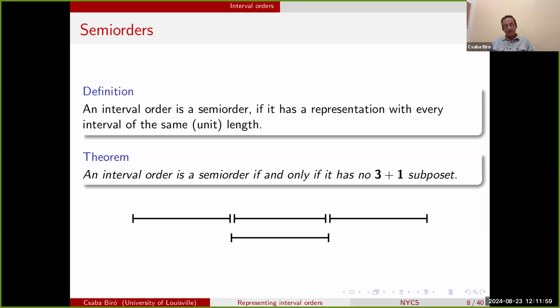The other direction is not so trivial. It's to prove that if a poset does not have a 3 plus 1, then there is a representation with unit intervals. Let me emphasize that this representation is not necessarily, and typically not, the canonical representation of the poset, right? This poset is still an interval order. It has a canonical representation. It probably won't happen with unit intervals.